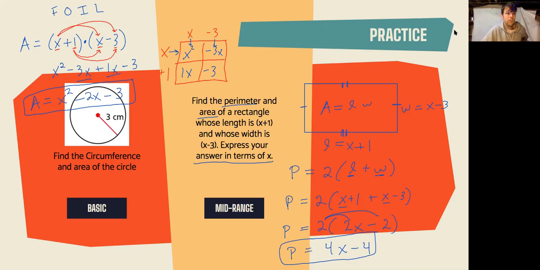I'm going to go ahead and clear this in a second, and there's going to be one more problem here, a little bit harder, a little bit different. I'll go ahead and do that, clear.